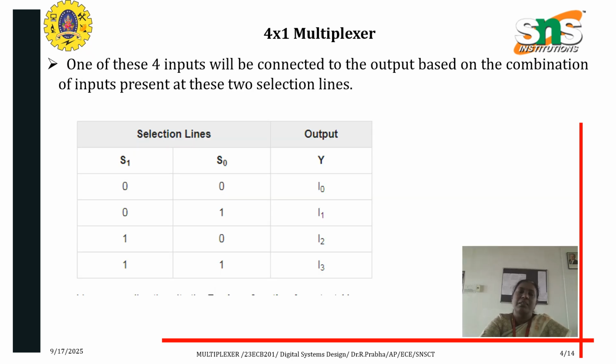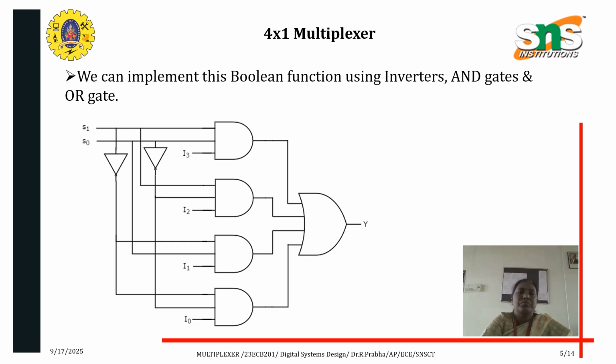For example, when S1 and S0 are 0 0, the I0 input is selected as output. For 0 1, S1 is 0 and S0 is 1, I1 is selected as output. For the 1 0 combination of selection lines, I2 is selected, and for 1 1, I3 is selected. So this is the operation of a 4 cross 1 multiplexer circuit, and this is the circuit diagram.